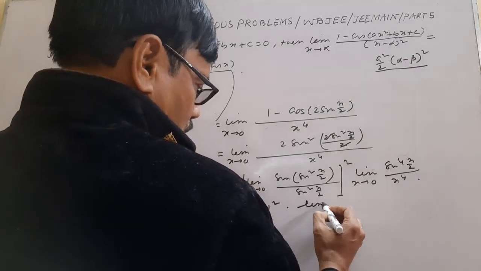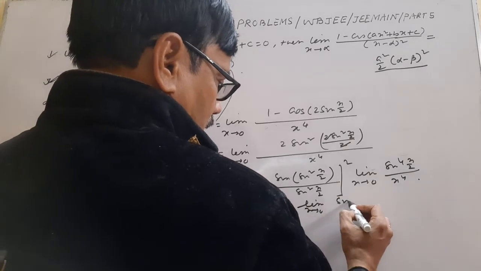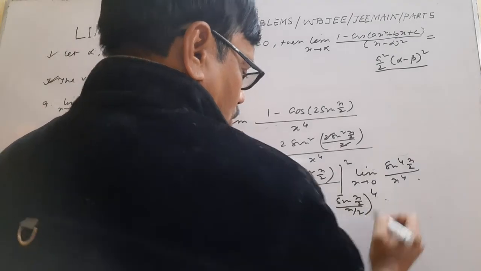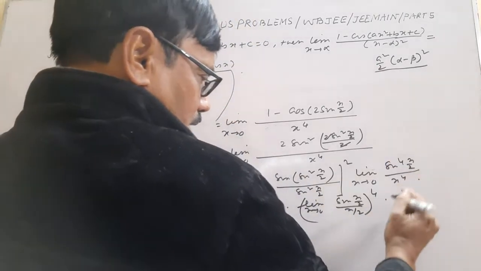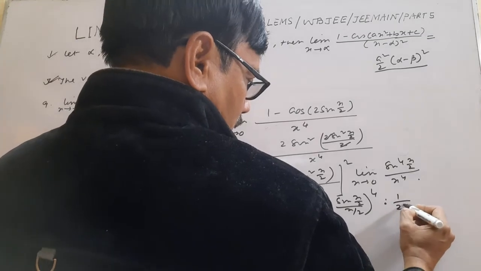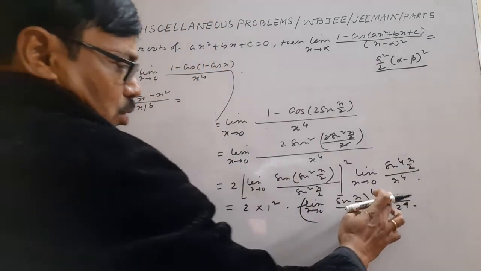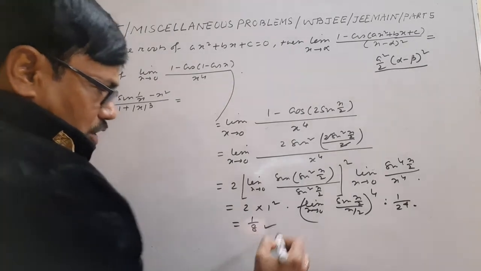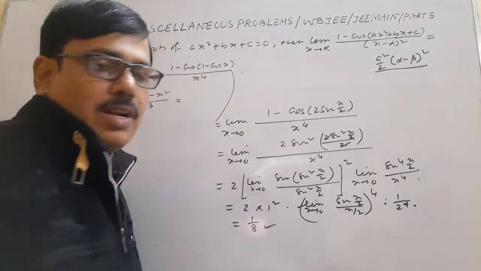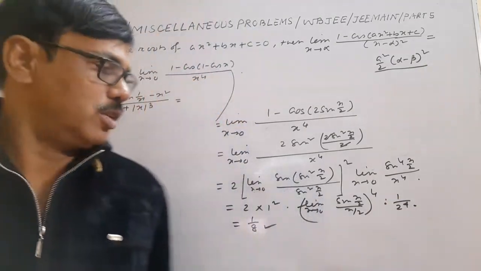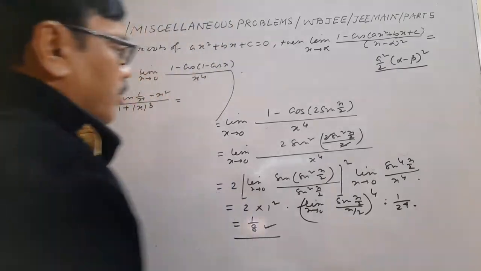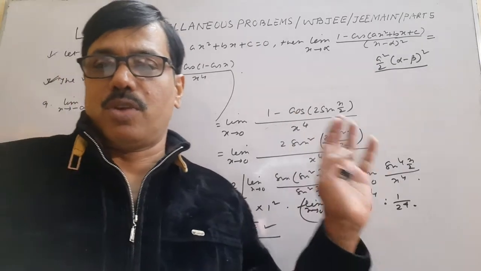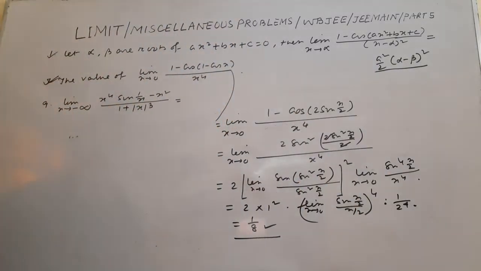Now again you use the standard limit: (sine x by 2 by x by 2) whole to the power 4. So this one is balanced, x to the power 4 is balanced, and it is only to be balanced by 1 by 2 to the power 4. So the answer is 1 by 8: 2 into 1 by 2 to the power 4, so 1 by 8. So here this is of 4th degree, so try to avoid L'Hospital rule.